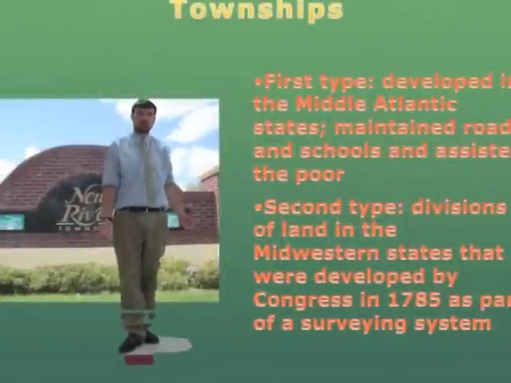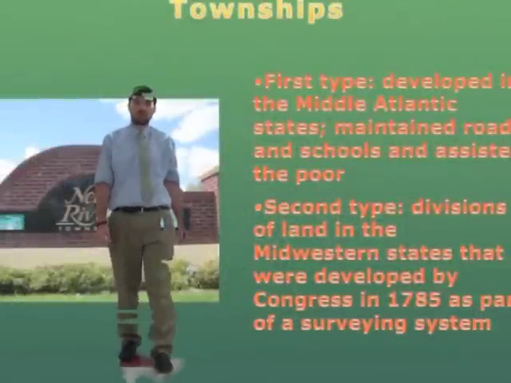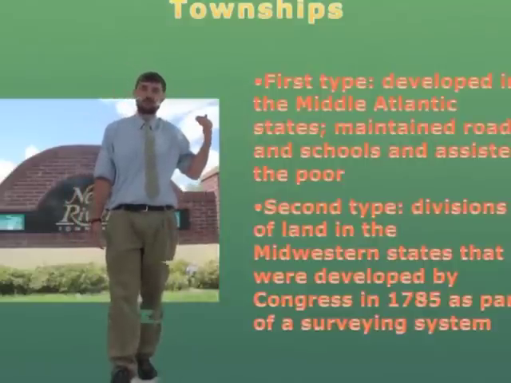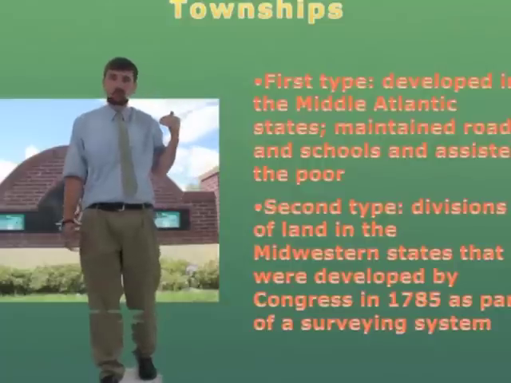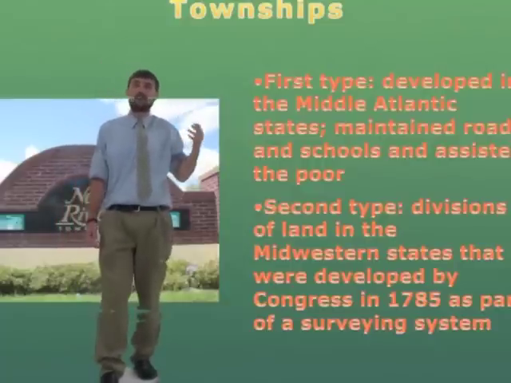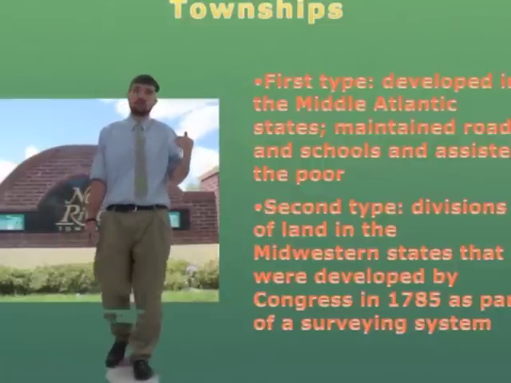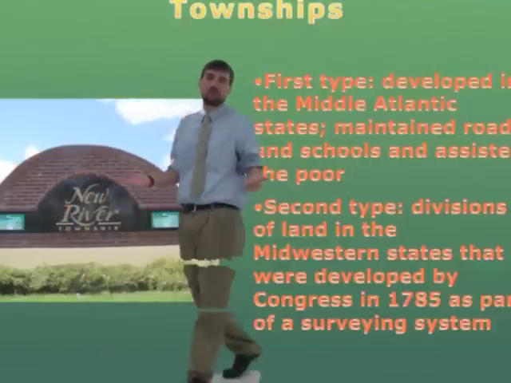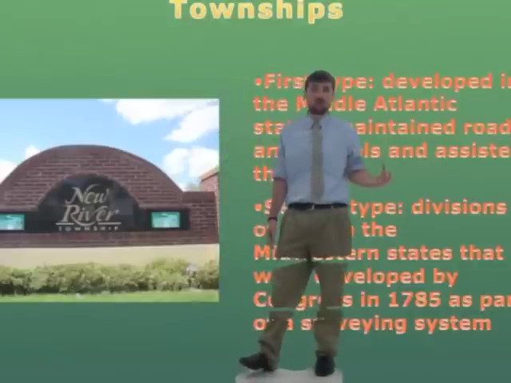The next unit of government we're going to discuss is the township. The township is similar to the town, except it has a slightly different history in how it got its name and its purpose. In the New England area, the colonies, in New York, Pennsylvania, New Jersey, the township is pretty much just another name for a town. That's just what they called their towns in their area.